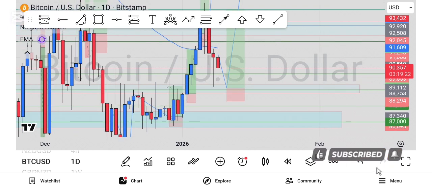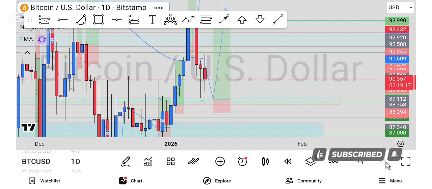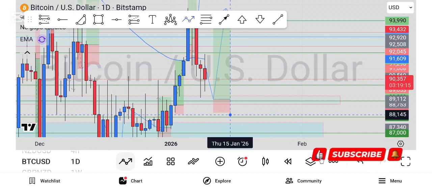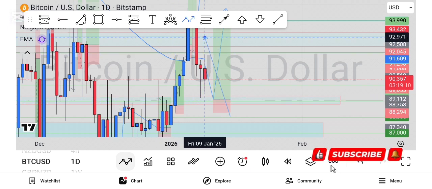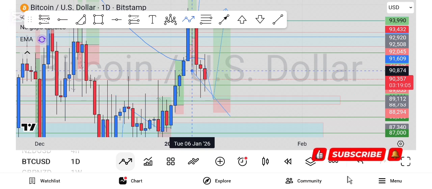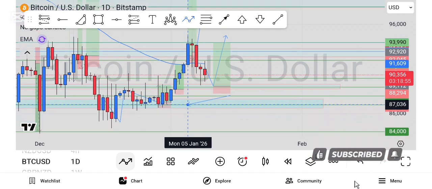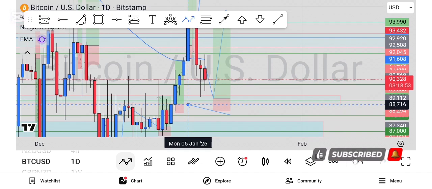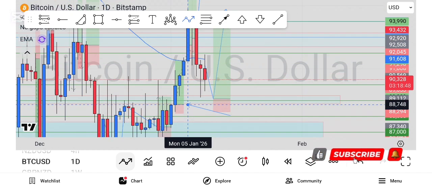Sorry, let me enlarge this screen. So we broke out from this particular zone here. So we are going to have a retracement back to this zone. Anytime we have a break of structure, anytime we have a break of any zone, there will always be a retracement. So I'm waiting to buy from this point back to 93,000 or maybe 98,000.